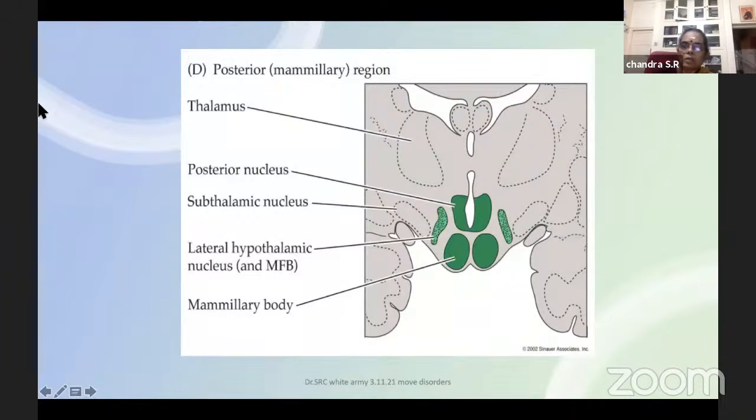Then we have got another structure called the ventral pallidum. Here the most important part is the mammillary body. And you also have the thalamus, which is not conventionally involved, as I told. The subthalamic nucleus is there, and the mammillary body is there.